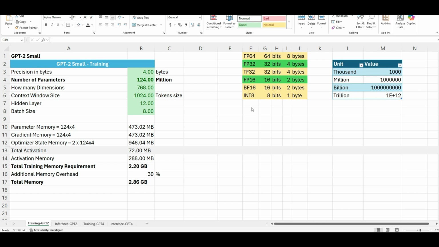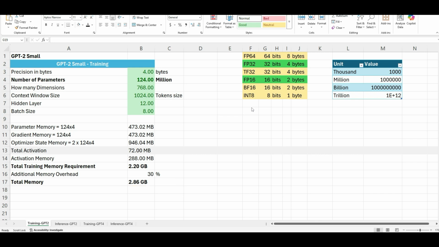Memory requirements for training. The GPT-2 small model has 124 million parameters, 768 dimensional vectors, a context size of 1,024 tokens, and 12 attention heads. To estimate the memory needed for training, we also need to consider an important factor: batch size. Batch size is only relevant during training or fine-tuning and does not impact inference. On the screen, you can see the calculated values for training requirements. For a typical configuration, 2.86 gigabytes of RAM is required to train GPT-2 small.